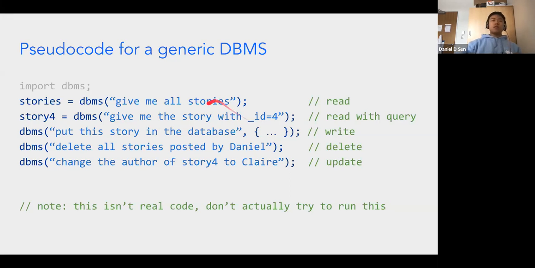Mongo can do that. Maybe we want to write some data. So Mongo can do this as well. Put this object in the database. Maybe we can delete stories. So let's say I wrote a bunch of bad stories that I don't want anymore. I want to delete all of them. Mongo can do that as well. And it can also update data that already exists.